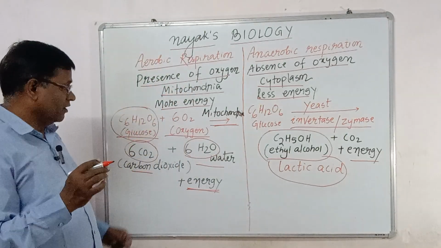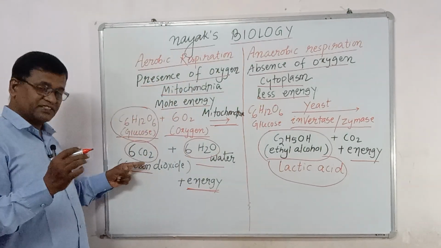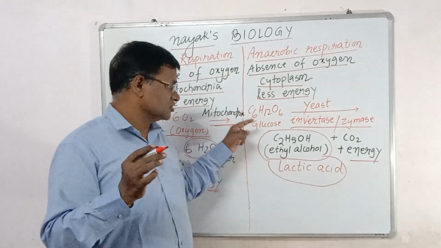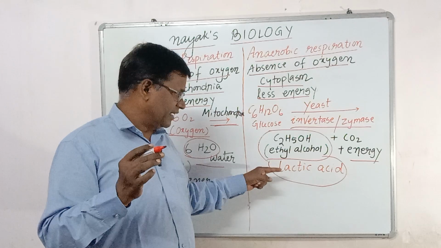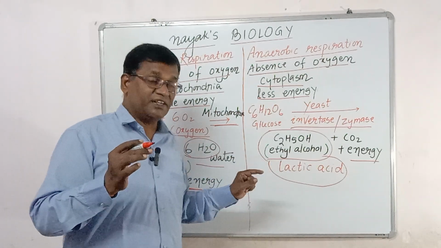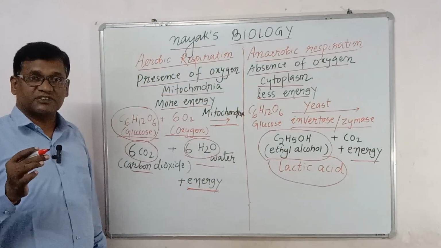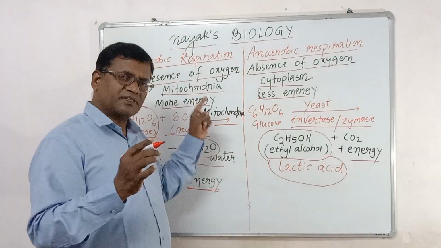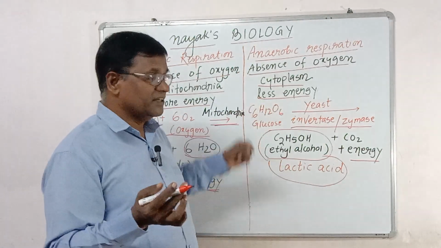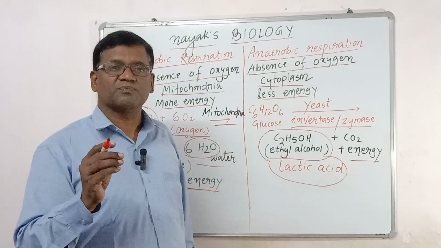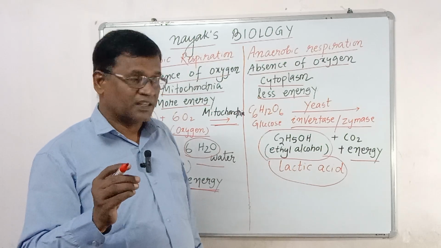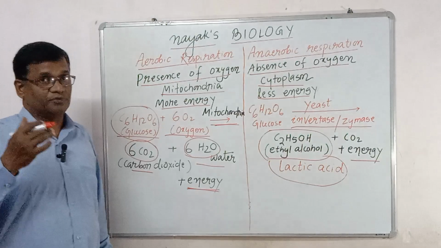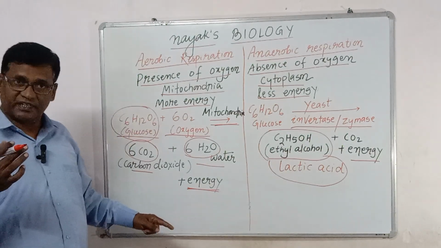The end product in aerobic respiration is carbon dioxide and water, whereas in anaerobic respiration the end product is ethyl alcohol and lactic acid. And where is it occurring? Aerobic respiration occurs in plants and animals. Anaerobic respiration occurs in small organisms like bacteria, like yeast, and in our muscle cells.